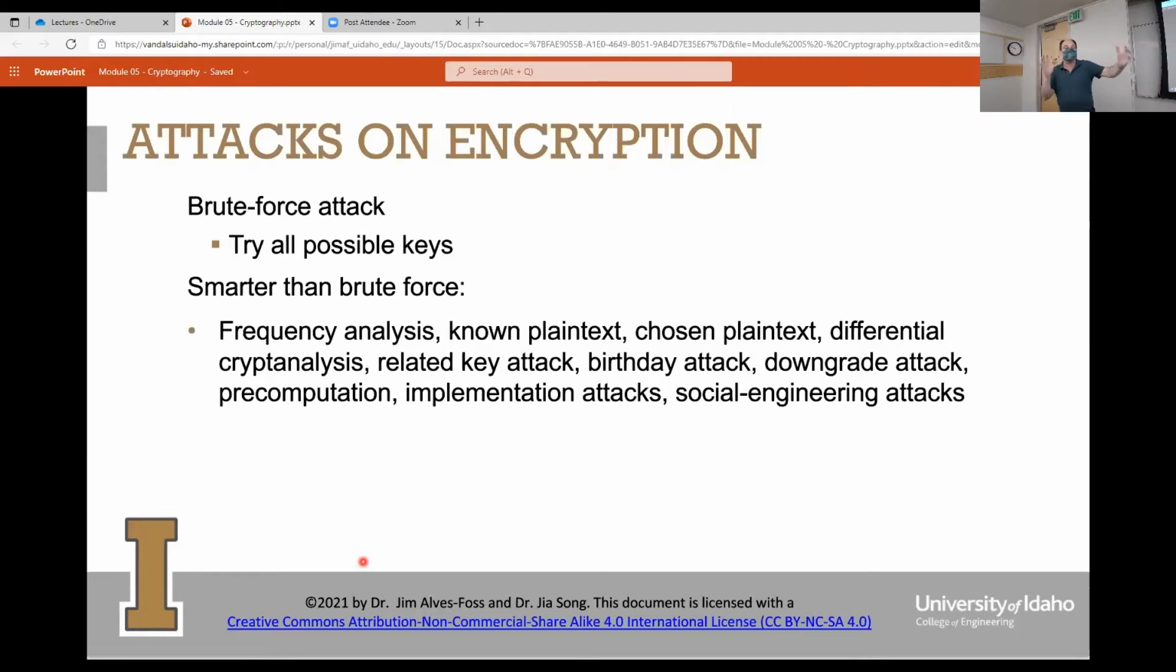Cryptanalyst says, okay, can I do something smarter? Maybe a frequency analysis, so I can say, now these particular keys don't work, and I can reduce it further. Known plain text attack. Known plain text attacks, I know what the message is, or at least part of the message.